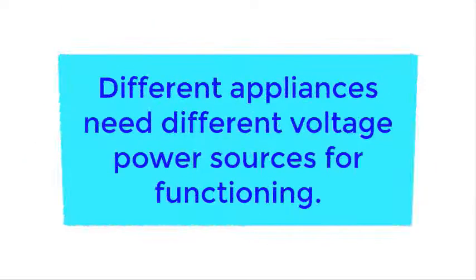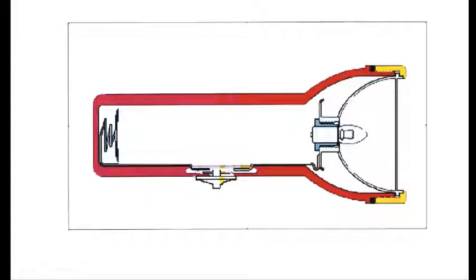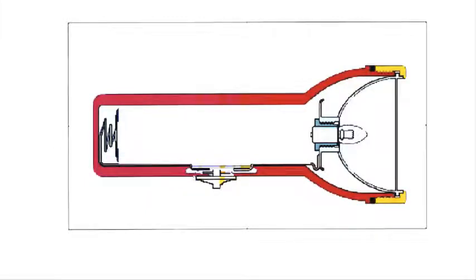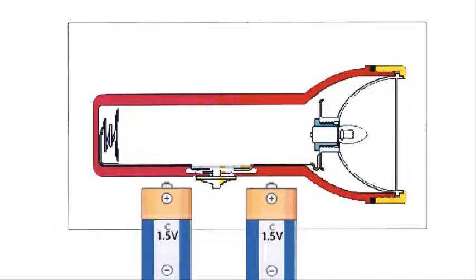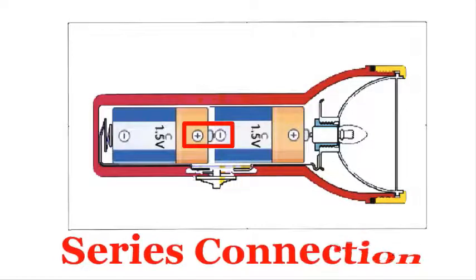Different appliances need different voltage power sources for functioning, like the torch bulb that needs a 3-volt battery to light. Then you put two 1.5-volt dry cells in this way to let it function. Let us look more closely at the way we connect these two dry cells. The negative terminal of the first dry cell is connected to the positive terminal of the second one. This connection of dry cells is called series connection.